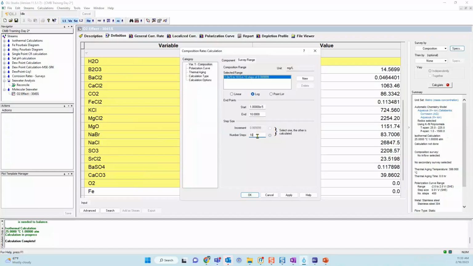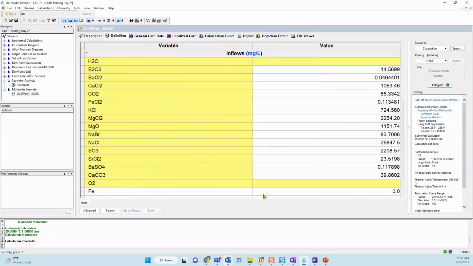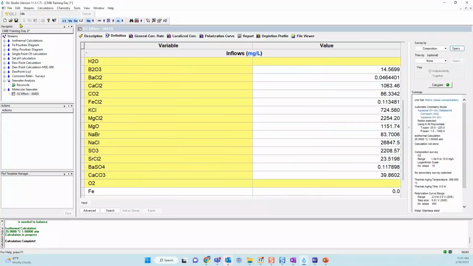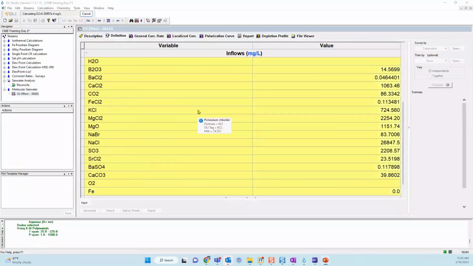Okay, we have defined the concentration range from a very small value to a very high value of oxygen, basically above saturation. And we are going to see what the impact is on the corrosion rate. So click OK. My calculate button is green now, and it should have changed for you as well. Make sure to save, and then go ahead and calculate that corrosion rate value.